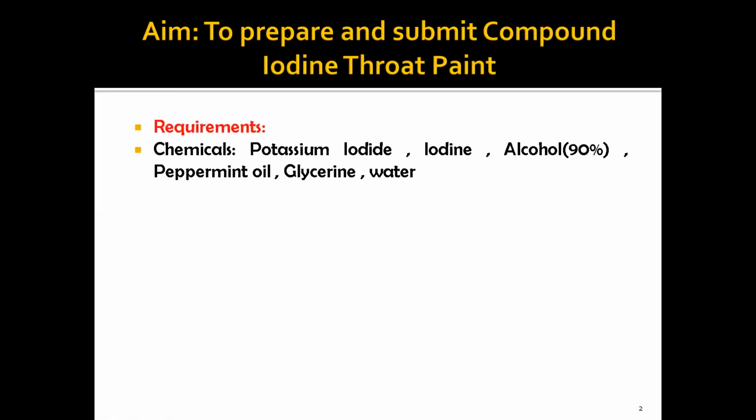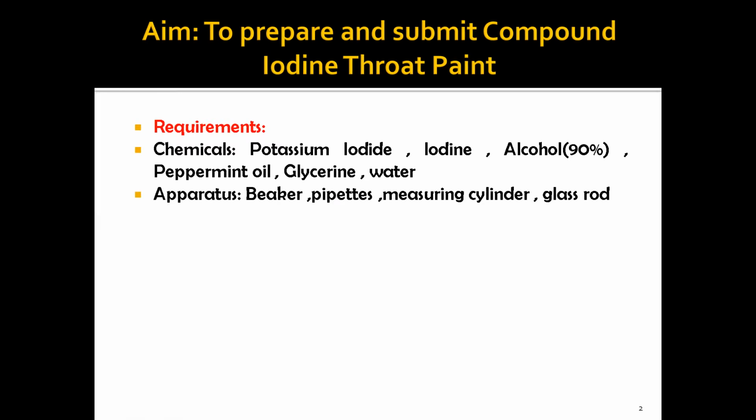The requirements are chemicals, that is potassium iodide, iodine, alcohol, peppermint oil, glycerine and water. Apparatus is the beaker, pipette, measuring cylinder and glass rod.